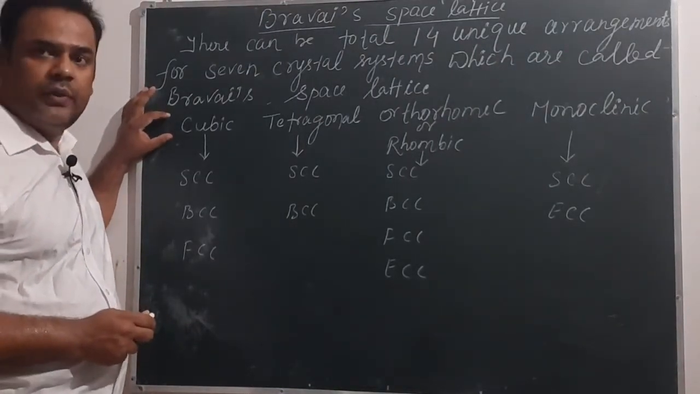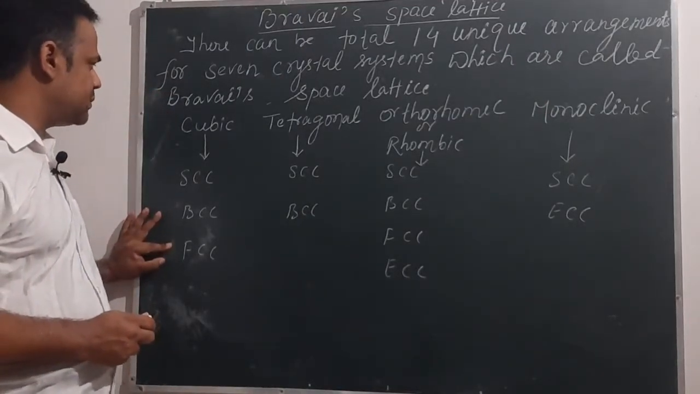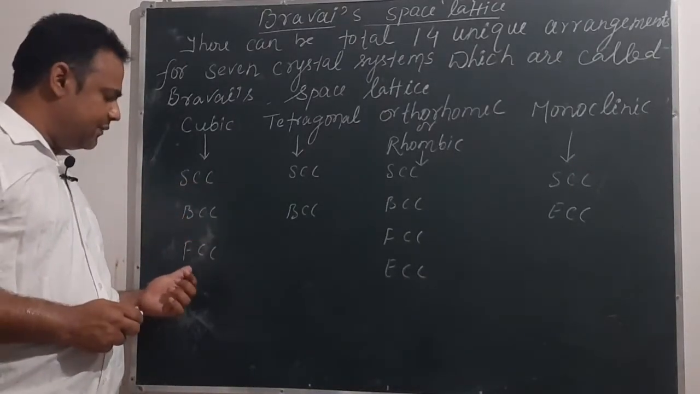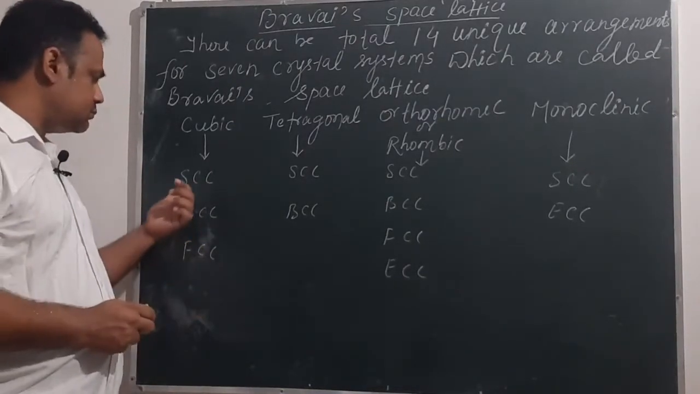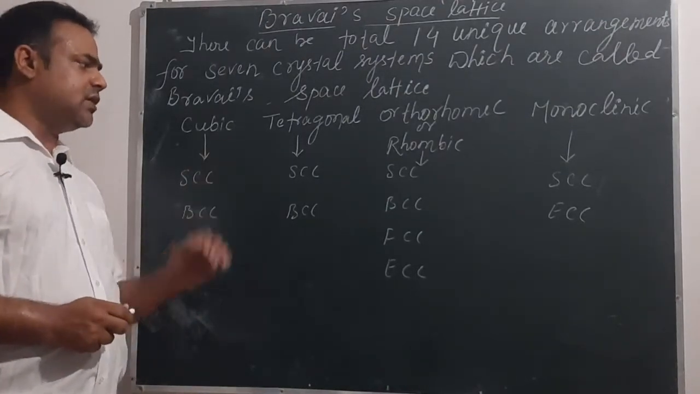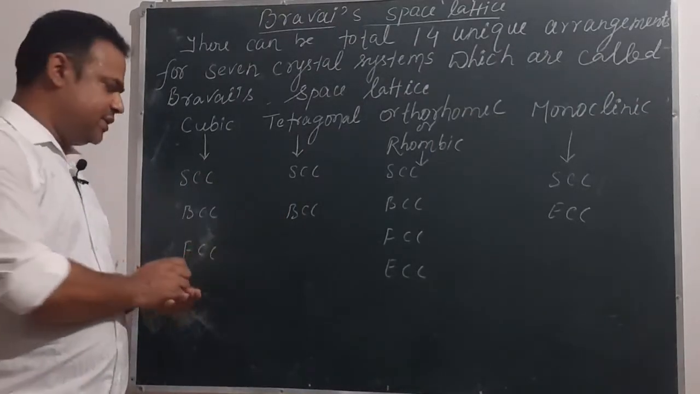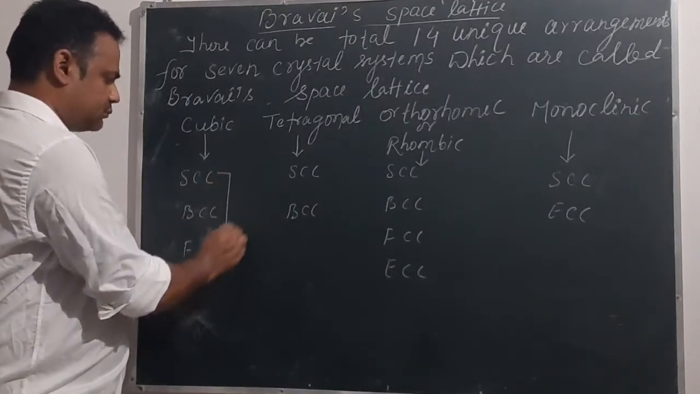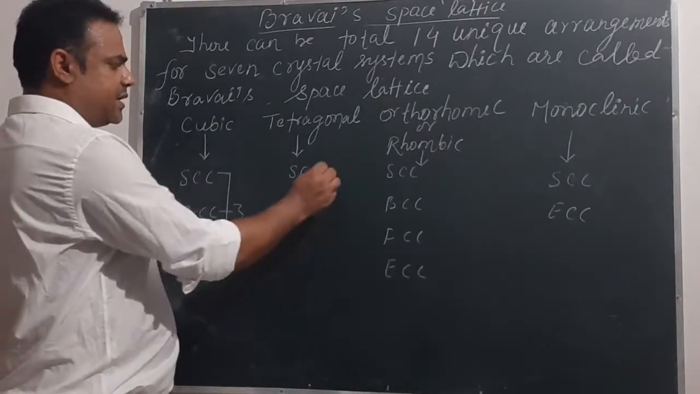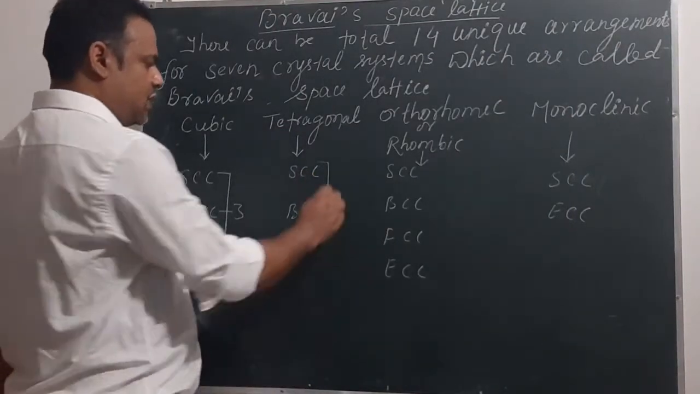First we will see the cubic. In the cubic, all the 3 kinds of Bravais lattice are present, that is simple cubic unit cell, body centered unit cell and face centered unit cell: SCC, BCC and FCC. When we come to tetragonal crystal system, only 2 are present, SCC and BCC. So here we have a total of 3 unique arrangements, and in case of tetragonal we have only 2 unique arrangements, that is SCC and BCC.